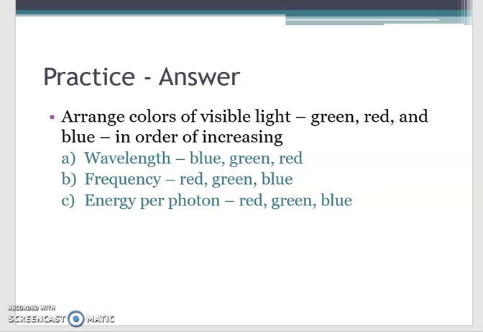So here are your answers, in order of increasing. So blue would be the shortest wavelength, then green, then red. And then for frequency and energy, they would be in the opposite direction since they are inversely related.